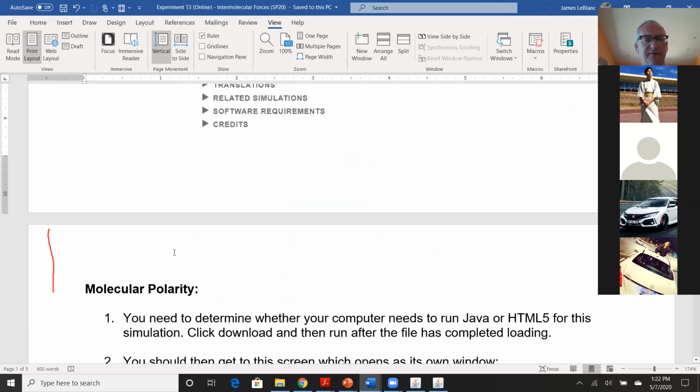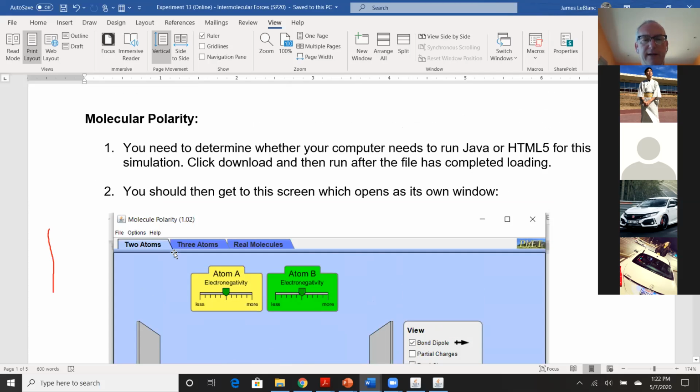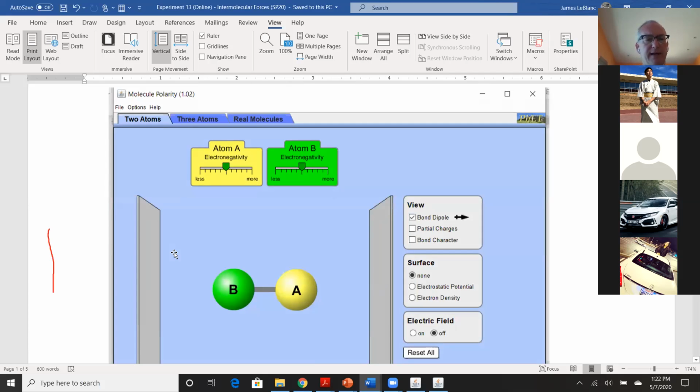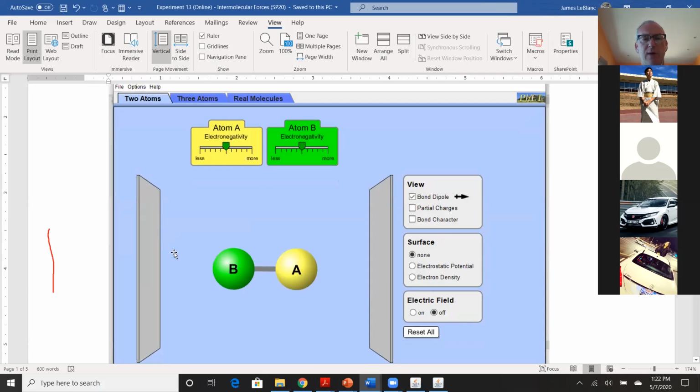So we'll go to that site first, do some experiments with molecular polarity. Here's the first screen. We can look at 2 atom molecules, then we'll look at 3 atom molecules. You can see you can vary the electronegativities here and see what effects it has on the polarity of the molecule. And you could even set up an electric field. See these 2 plates. You can have an electric field and see how that interacts.